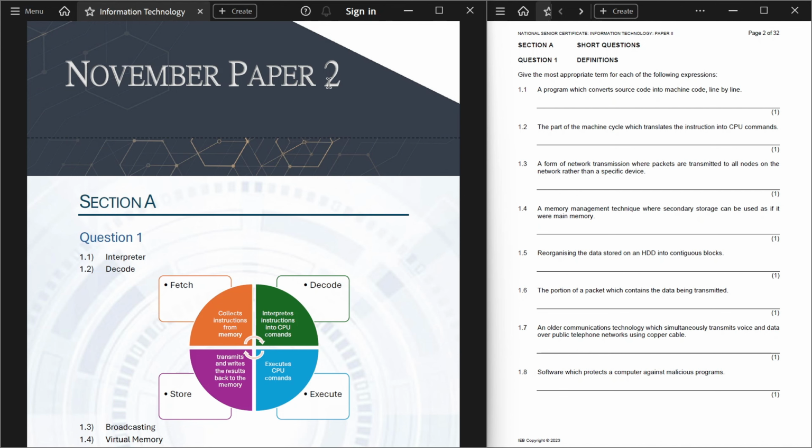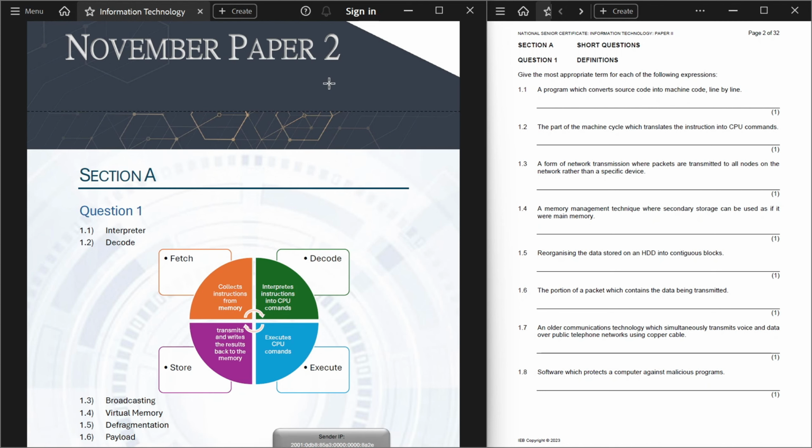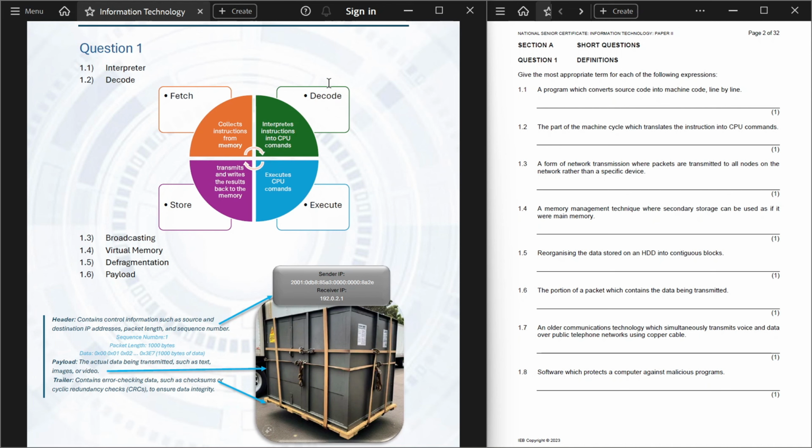1.5. Reorganizing the data stored on HDD into contiguous blocks. This technique is known as disk defragmentation, or defragmentation in short. 1.6. A portion of a packet which contains the data being transmitted. The answer there is payload. Let's discuss the structure of a data packet. A data packet has three main properties. Firstly, the header, the payload, and lastly, the trailer.